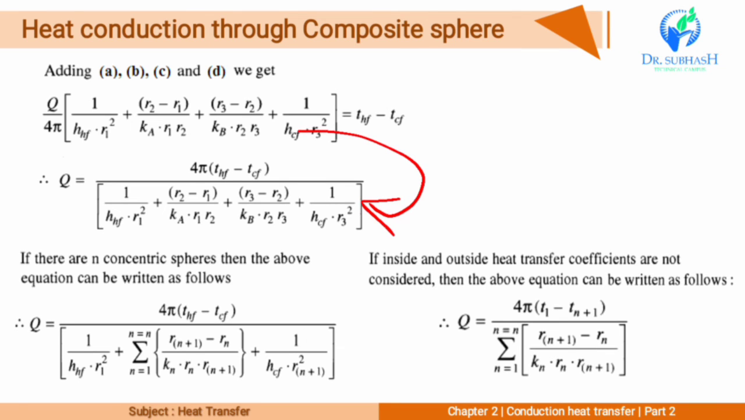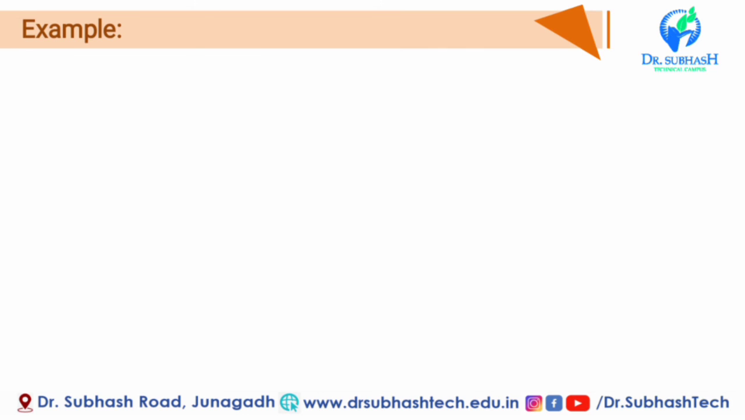If inside and outside heat transfer coefficients are not considered, then the above equation can be written as follows. Q is equal to 4 pi times (T1 minus T_n+1) divided by the summation from n equal to 1 to n of (R_n+1 minus R_n) divided by K_n into R_n into R_n+1. Now let's solve an example based on the above theory for the sphere.